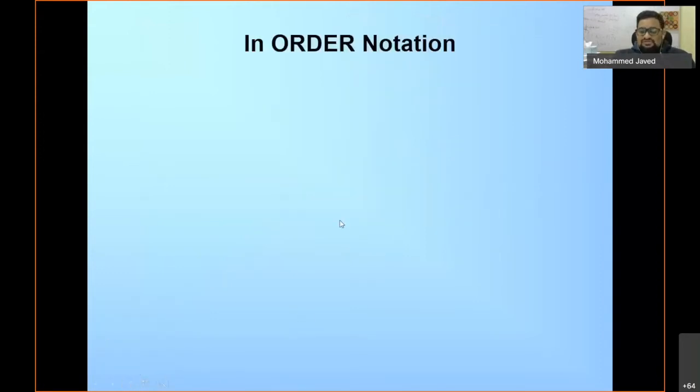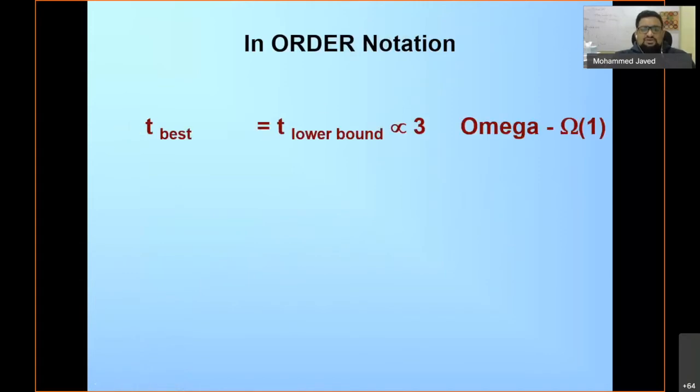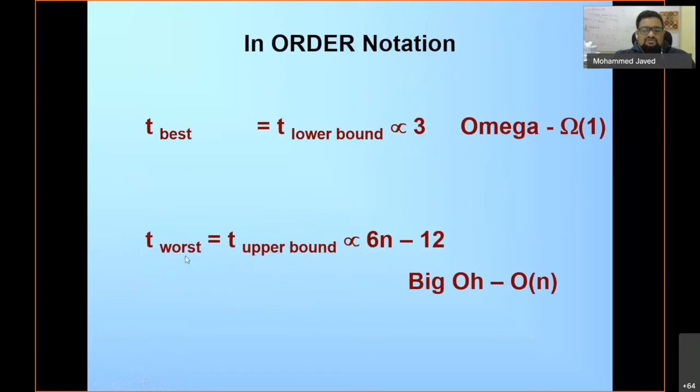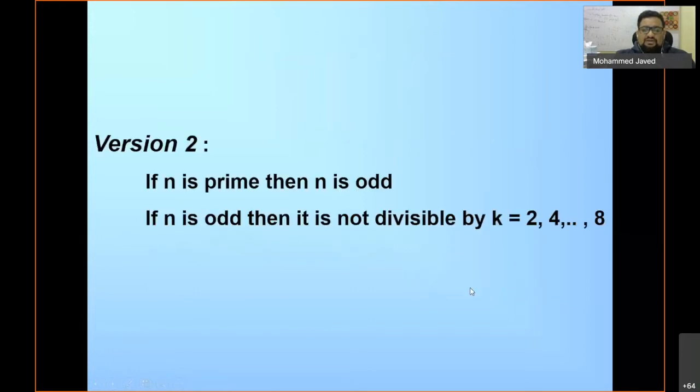Okay. So now in terms of order notation, T best is equal to T lower bound, which is proportional to omega 1. So the best case is represented by the big omega. So omega of 1 is a constant algorithm. Here it is proportional to 3. Simply we say that it is omega of 1. It is a constant time algorithm. And on the other hand, the T worst is equal to T upper bound, which is proportional to 6n minus 2 in this particular algorithm. So the worst case is represented as big O notation, and here it is O of n. So that was the time analysis with respect to version 1, right?